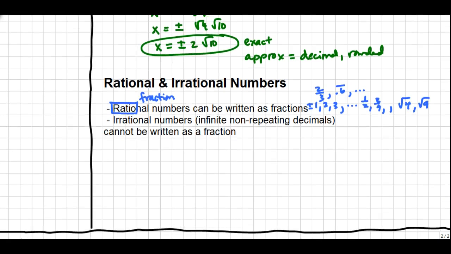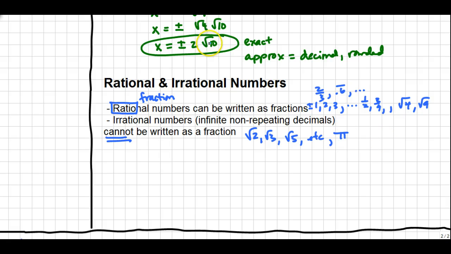Sorry about that. And then irrational numbers are infinitely non-repeating decimals, which means they can't be written as fractions. The typical ones that we use for irrational numbers are numbers like square root of 2, square root of 3. We wouldn't say square root of 4 here because square root of 4 is a 2, square root of 5, etc. Pi is another very famous irrational number. It's an infinite non-repeating decimal that goes on forever.